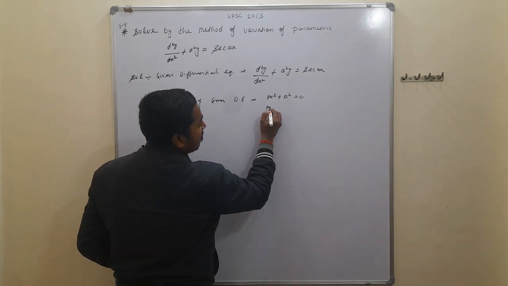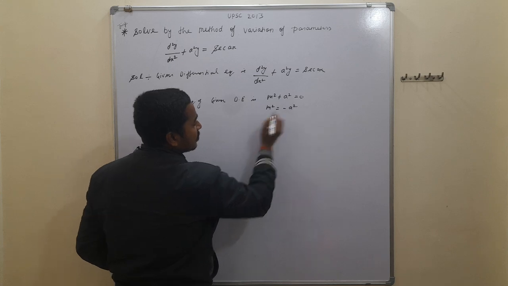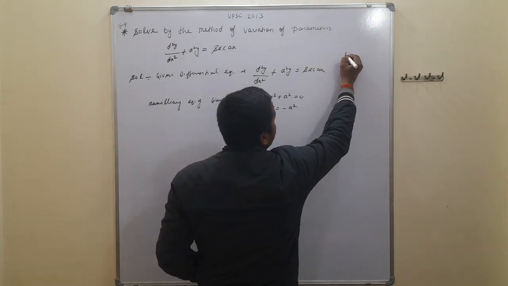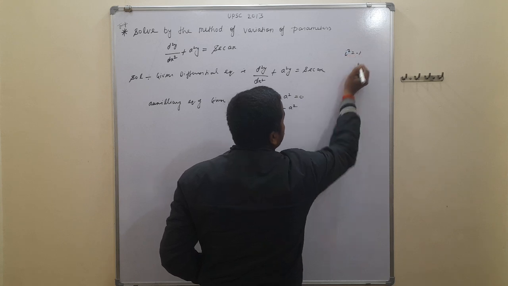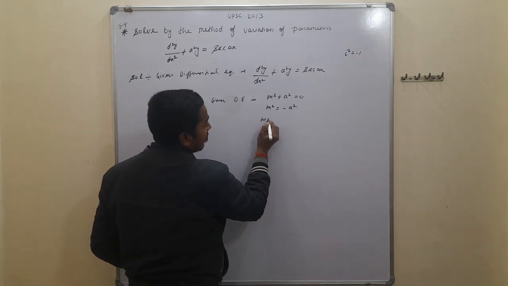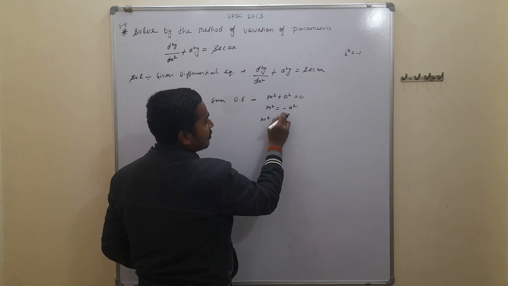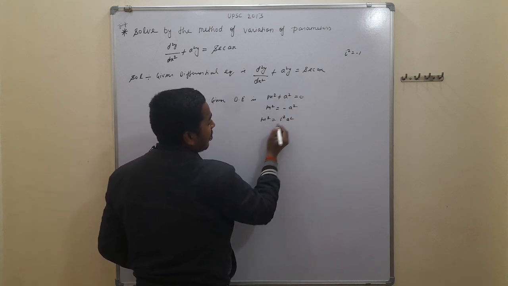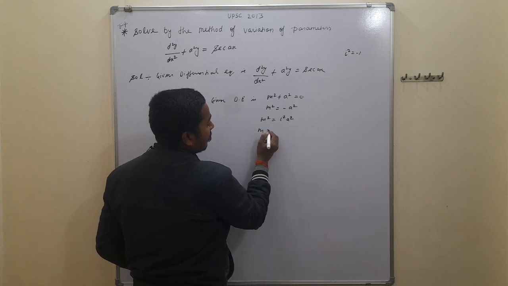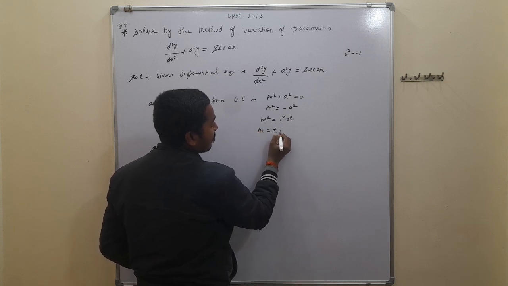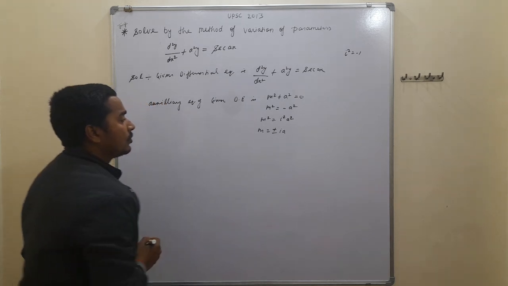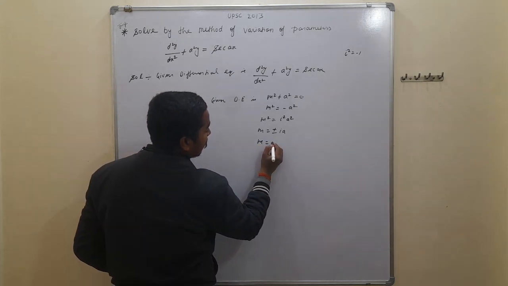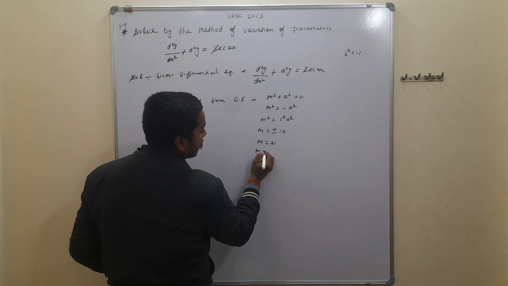m^2 = -a^2, and we know that in complex quantity, i^2 is denoted by -1. So we write m^2 = i^2 a^2, and we get the value of m = ±ai. Here the roots of m are given by m = ai and m = -ai.